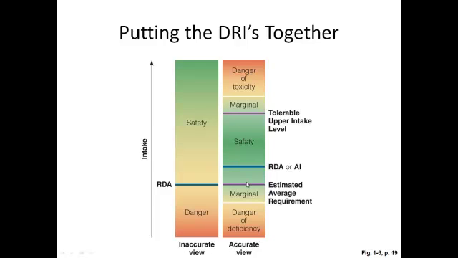Also, you see here you have your EAR. Between the EAR and the RDA or AI, you're still in a safety zone, though remember 50% of the population could still develop some type of deficiency. Below the EAR, you have a marginal area, and then as you go down, you have a danger of deficiency. And as you go above your tolerable upper intake level, there is a marginal area that might still be considered safe, but you're on the cusp of entering into the danger of toxicity.